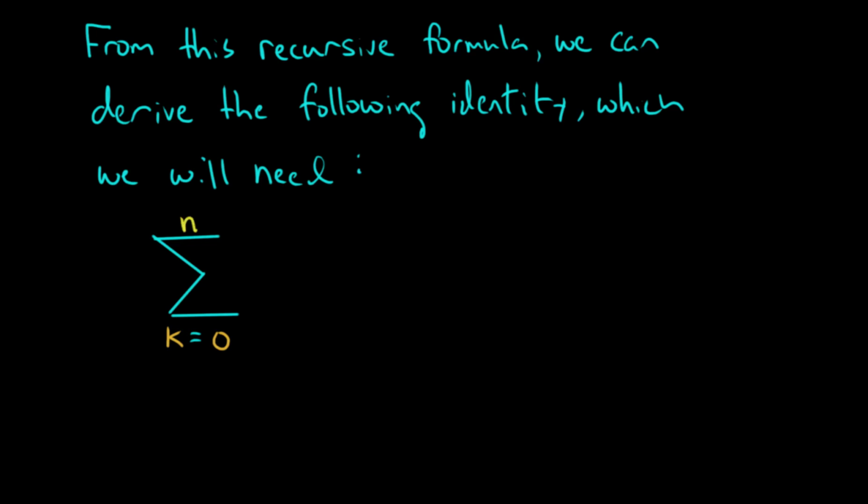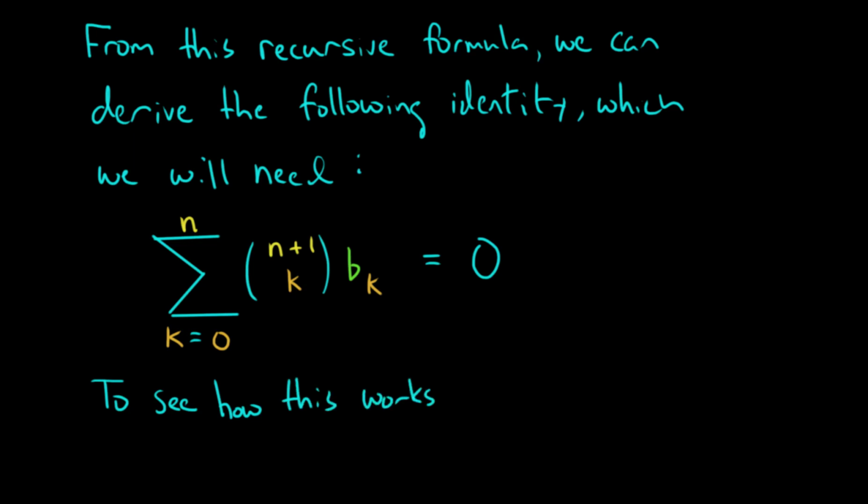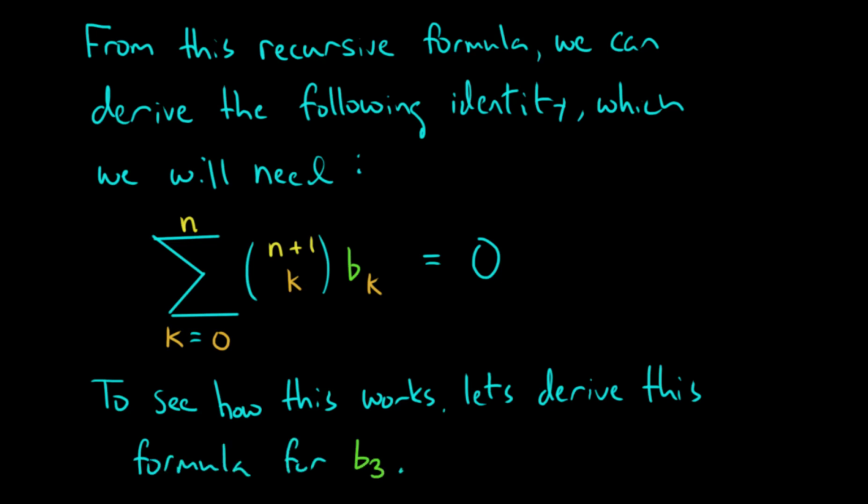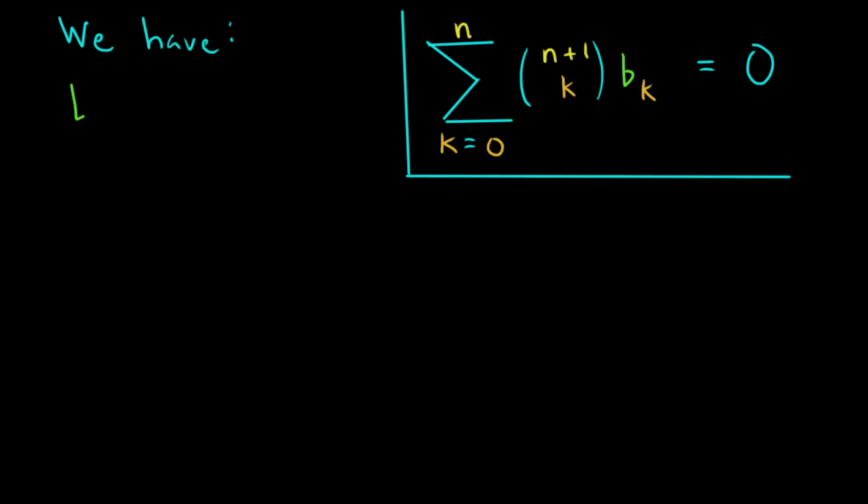We'll say that the sum, indexed from k equals 0 to n, of the binomial coefficient n plus 1 choose k times b sub k equals 0. To see why this identity is true, let's derive it for the case of b sub 3. We know from our recursive definition of the Bernoulli numbers that b sub 3 equals the negative of the sum indexed from k equals 0 to 2. Remember, we're letting n equal 3, and the sum goes up to n minus 1, so there's a 2 there, of 3 choose k times b sub k over 3 minus k plus 1.